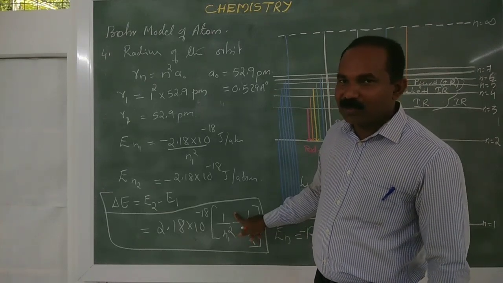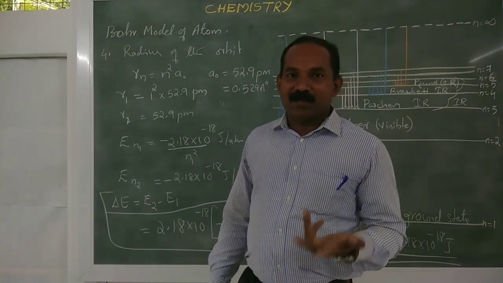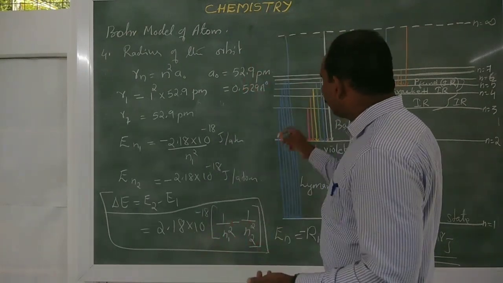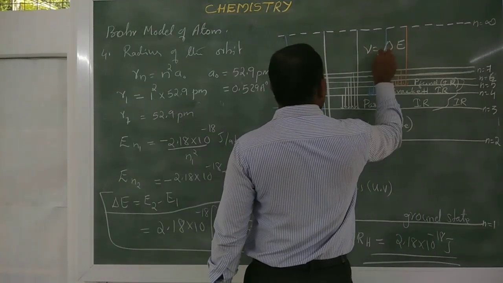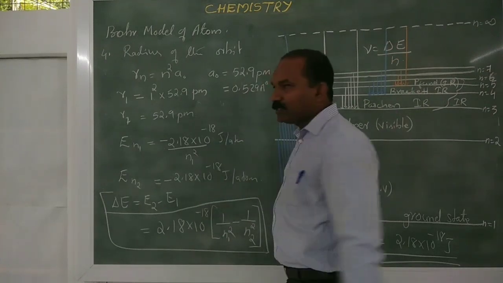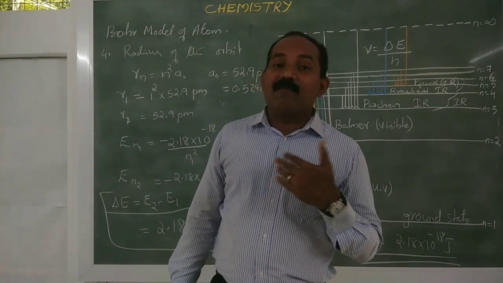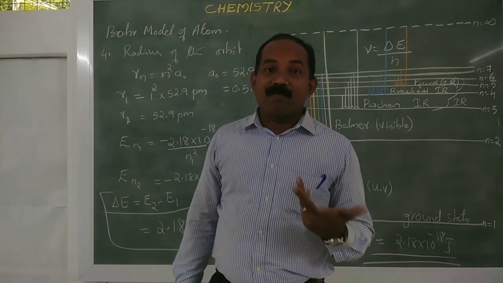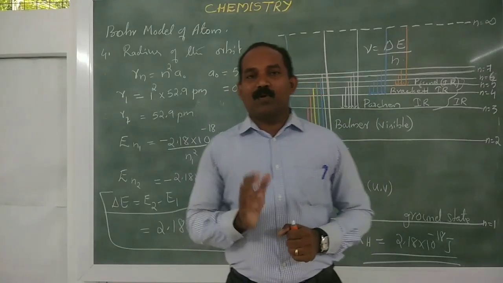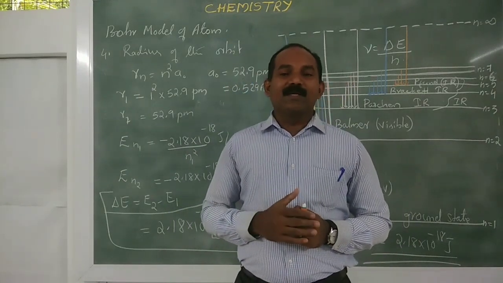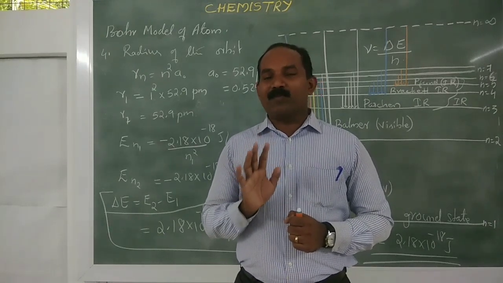Are you clear? Similarly, you can find the frequency. As we know earlier, frequency is equal to delta E divided by h. By knowing the frequency, we can calculate the wavelength of the radiation. So that's about the merits of the Bohr model. Today we have seen the Bohr model of the hydrogen atom, in which there are 5 main postulates.